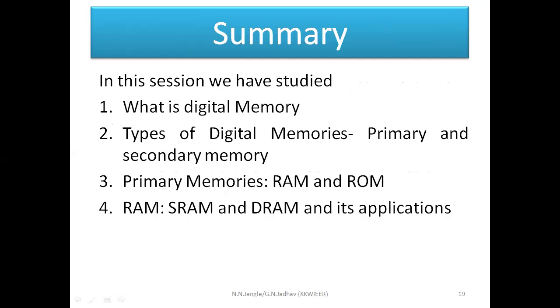So in this session, what did we study? We have studied what a digital memory is. We have studied the types of memories, that is primary and secondary memory. Primary memory is near the CPU. It is a temporary memory, whereas secondary memory is an external memory where we can store the data permanently. Third, we have seen primary memories, that is types of RAM and ROM. RAM is a random access memory, a volatile memory, and ROM is a read-only memory, a non-volatile memory. Also, we have differentiated between RAM and ROM on some parameters.